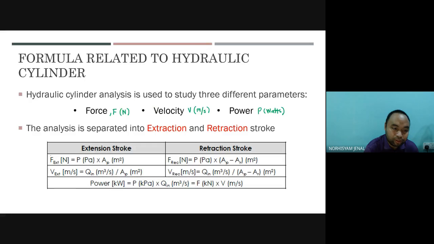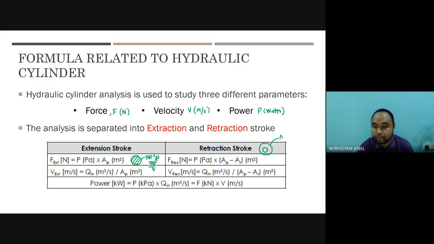Number one is called force of extension, which is equal to pressure in terms of Pascal and the area of piston. Okay, so the area of piston, like I said just now, this total area of piston can be calculated through pi r square or pi d square over 4. Over here, it's the same thing, but we have a different part over here, a piston and a rod. So it means over here, we have two different areas.